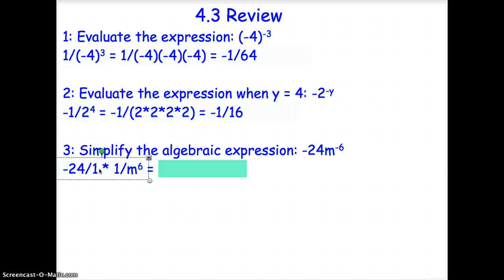You'd see the negative 24 here is being multiplied by the 1 in the numerator here, which would be negative 24, and the 1 in the denominator is being multiplied by the 6m in the denominator, and that is your final answer.